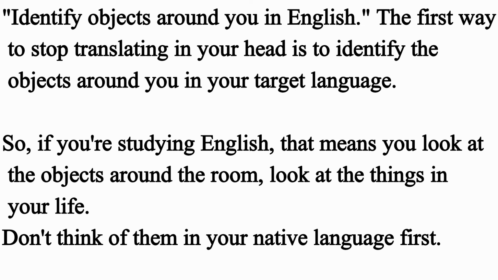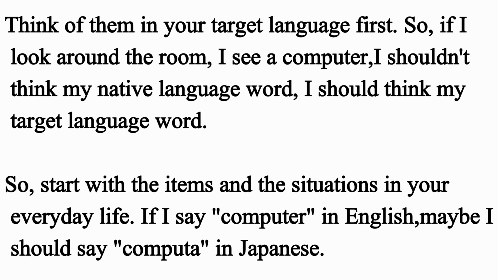Identify objects around you in English. The first way to stop translating in your head is to identify the objects around you in your target language. So, if you are studying English, that means you look at the objects around the room. Look at the things in your life. Don't think of them in your native language first. Think of them in your target language first. So, if I look around the room, I see a computer. I shouldn't think of my native language word. I should think of my target language word.